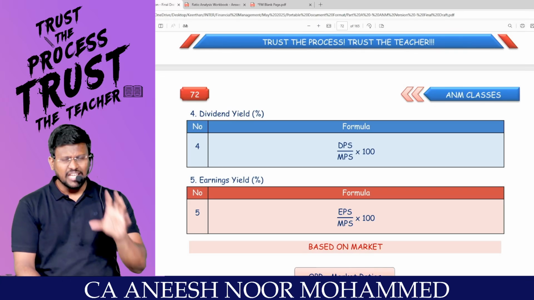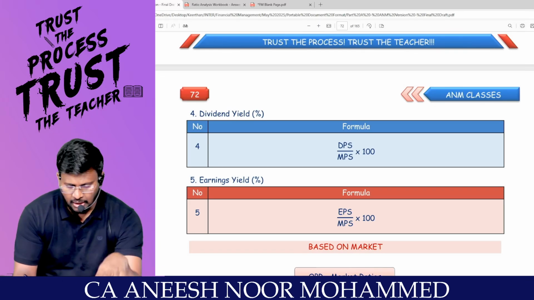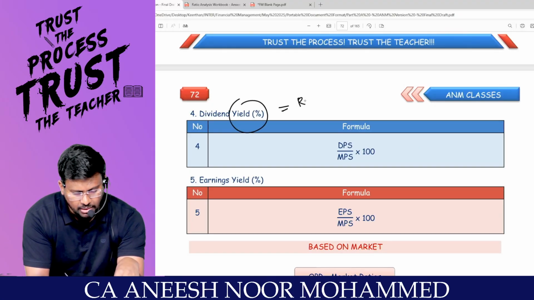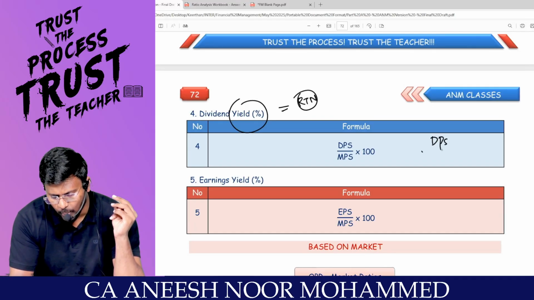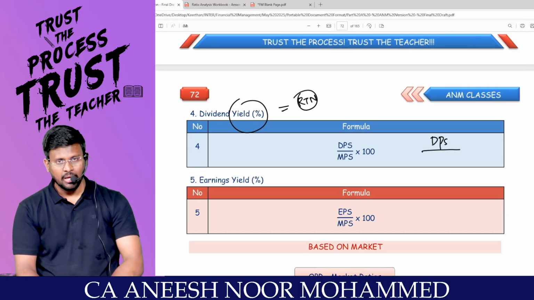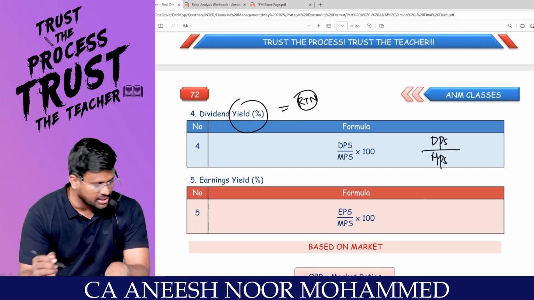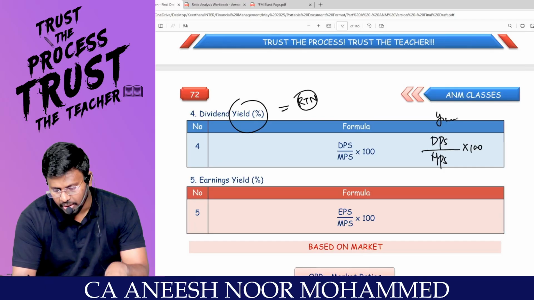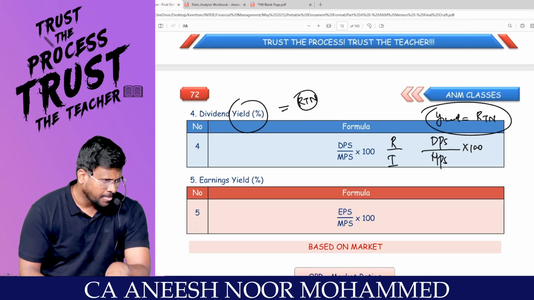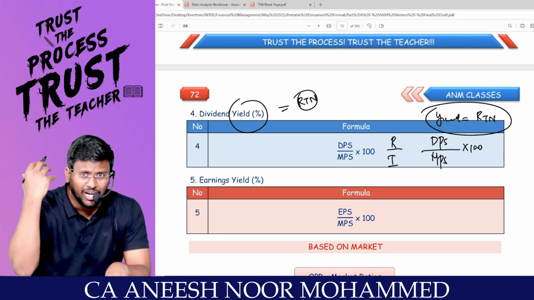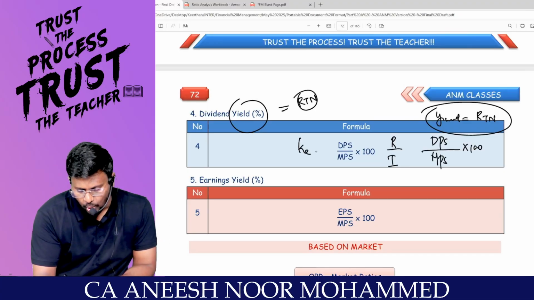Comfortable? A shareholder invests in a company for return. From the angle of the shareholder, the return you are getting is DPS. In order to enjoy this DPS, he has to invest today's MPS. This is called yield. Yield means return, and return means return on investment: return divided by investment. This is from the angle of the shareholder. So this is the yield of the shareholder, which is equal to the cost of the company.